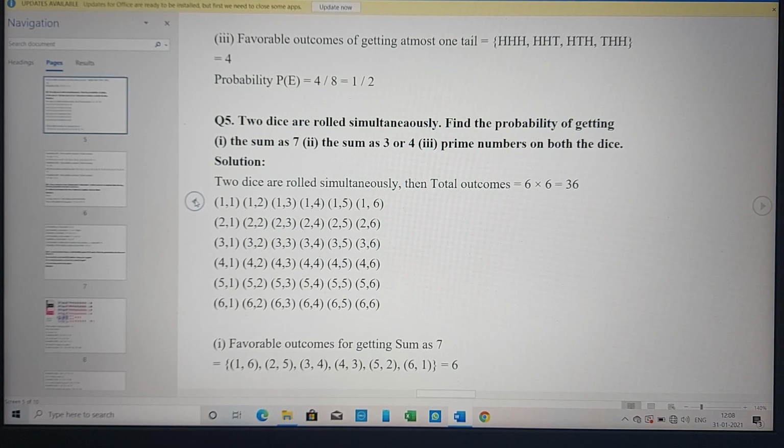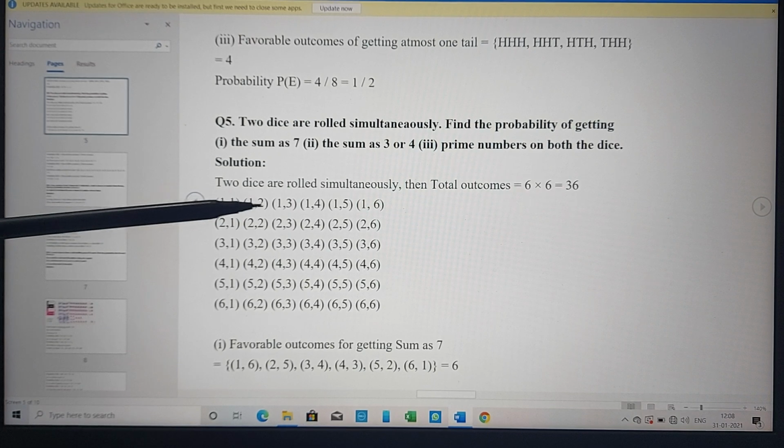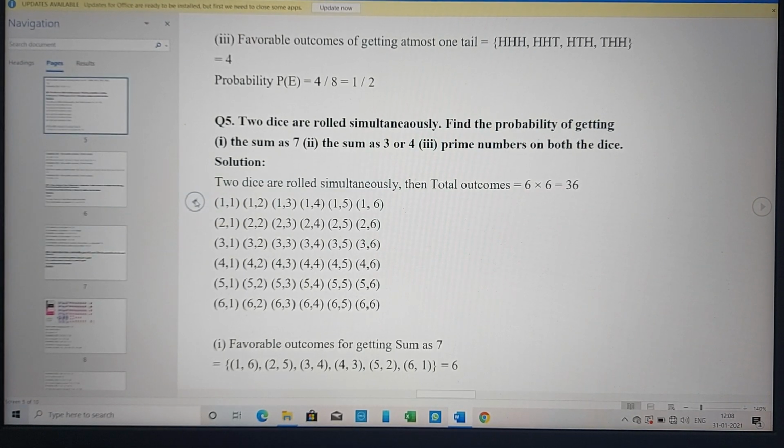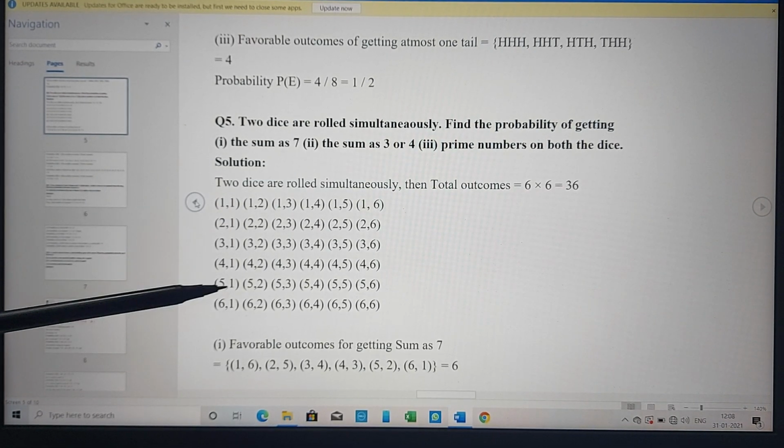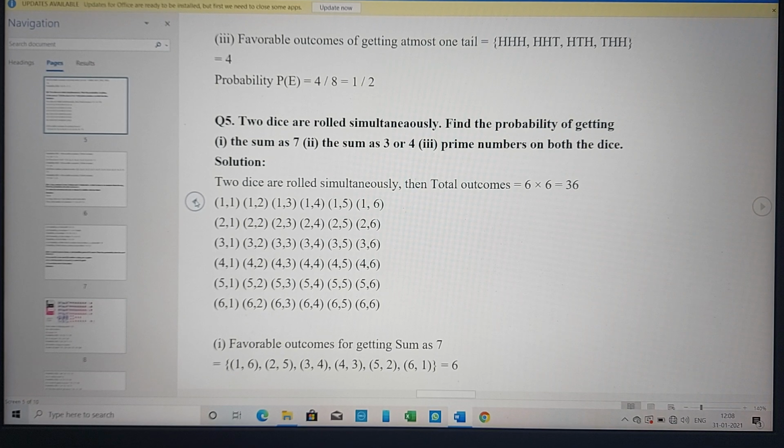So total number of outcomes become how many? You can count 1, 2, 3, 4, 5 and 6 this side, and 1, 2, 3, 4, 5 and 6 this side. 6 6s are 36. So total number of outcomes in the case of two dice rolled becomes 36. Clear?